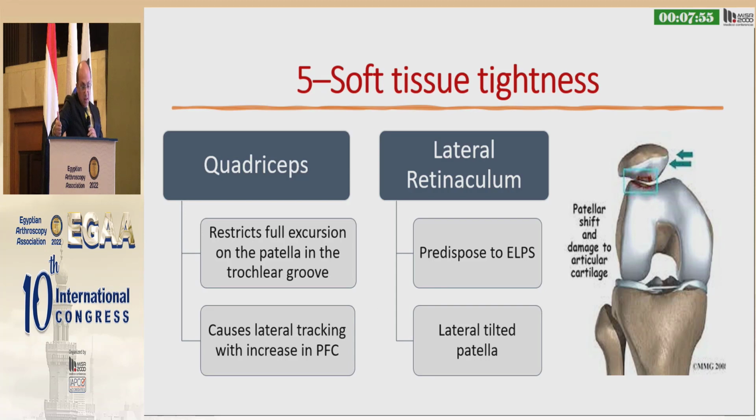Soft tissue tightness at the quadriceps restricts the full excursion of the patella into the trochlear groove, causing lateral traction and increasing the patellofemoral compression force. Tightness of the lateral retinaculum predisposes to excessive lateral pressure syndrome, leading to tilting of the patella.